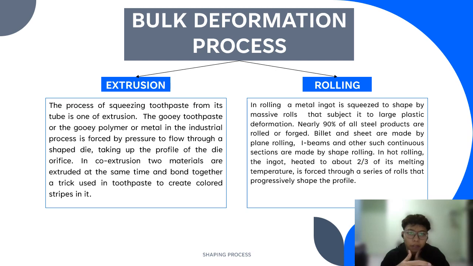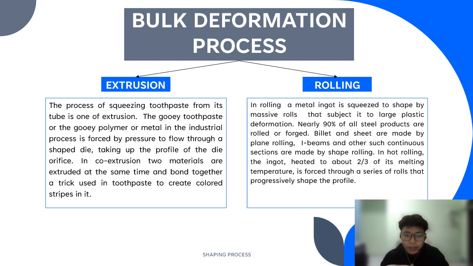Okay, so for the bulk deformation process, it is divided into two, which are extrusion and rolling process. Extrusion is like the process of squeezing toothpaste from its tube. In extrusion, the gooey polymer or metal in the industrial process is forced by pressure to flow through a shaped die, taking up the profile of the die orifice. In co-extrusion, two materials are extruded at the same time and bond together, a trick used in toothpaste to create a color strip in it.